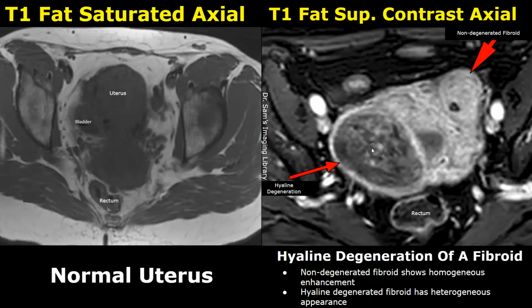A hyaline degeneration shows this type of enhancement. It has a reduced enhancement because the blood supply to the fibroid itself is reduced. That is why it does not enhance properly.